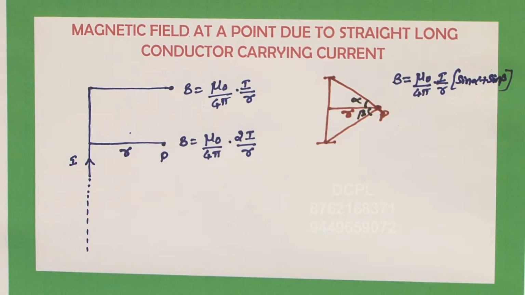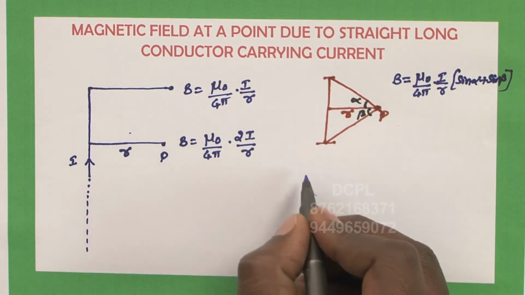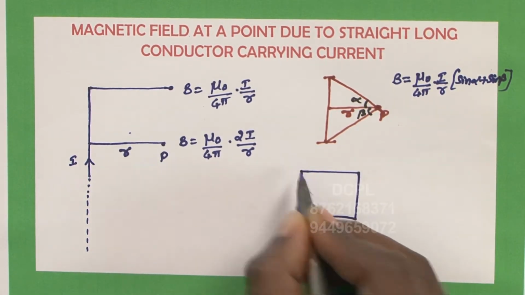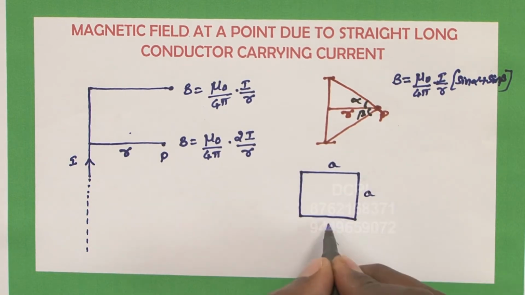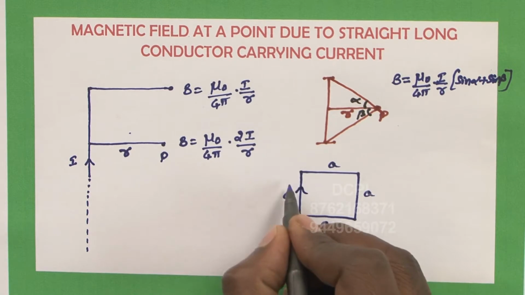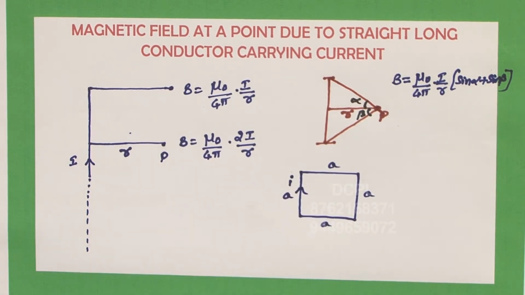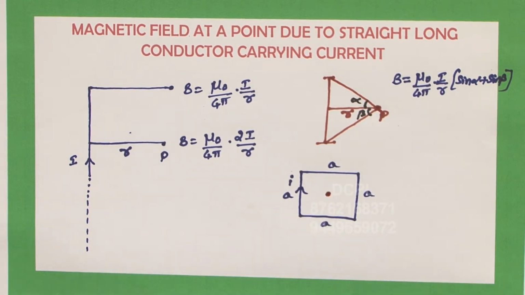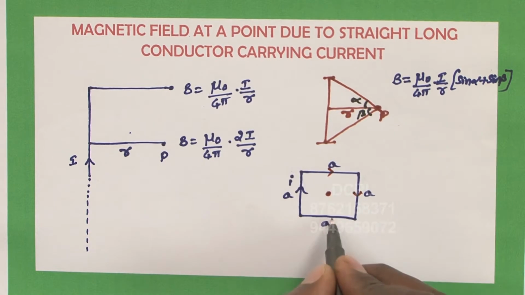This is the formula for the magnetic field at a point due to a straight conductor of finite length. Suppose, extending this, I consider a square of side A carrying the current I. Then what is the magnetic field at the center of the square?